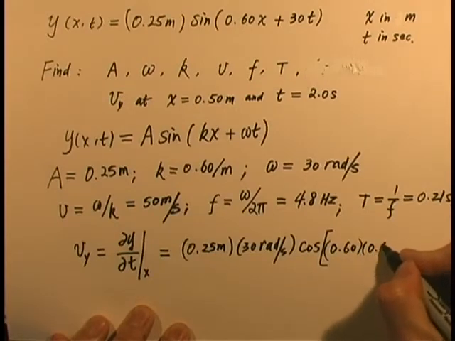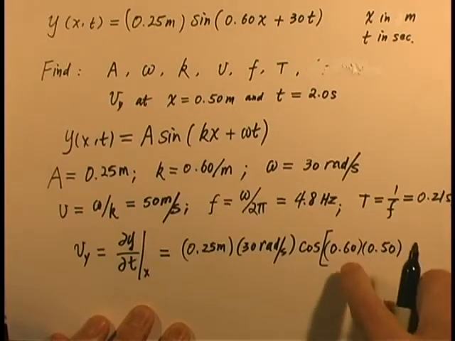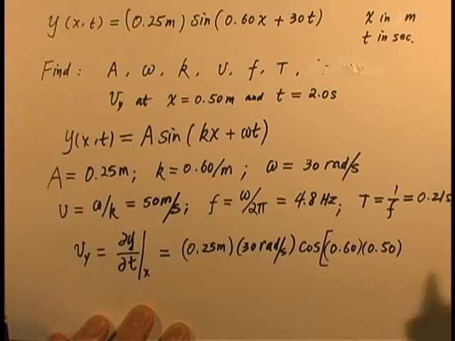I'm dropping out the units, but you know they're going to cancel out nicely. Okay, plus 30 times t. t is 2 seconds, 2.0.